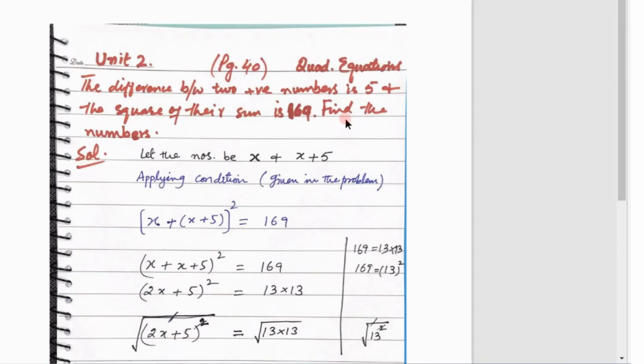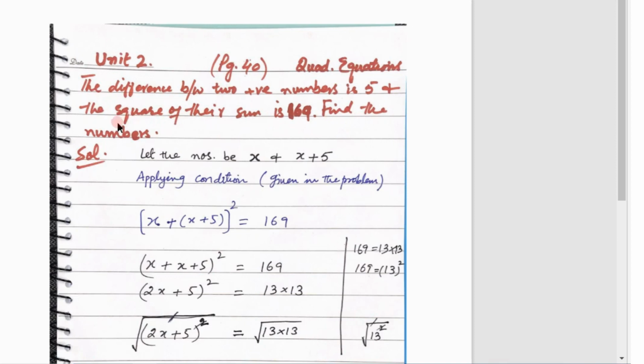Hello guys, my today's topic is solving problems involving quadratic equations. Now there is a word problem in front of you, and in this word problem, a quadratic equation is involved. How? Look at this. Read the statements once, twice or thrice by yourself and then come to the solution. The difference between two positive numbers is 5 and the square of their sum is 169.